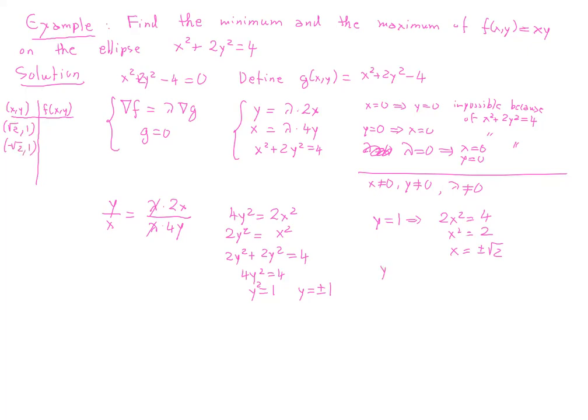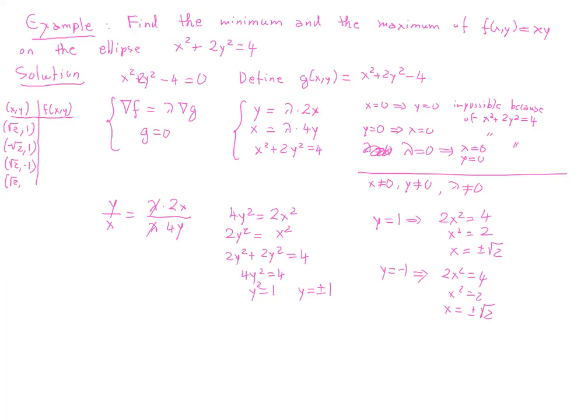If y is equal to negative 1, then what do we get? Again, the same story pretty much. 2x squared is equal to 4, x squared is equal to 2, and x is equal to plus or minus square root of 2. So this time around, we have 4 points to deal with.